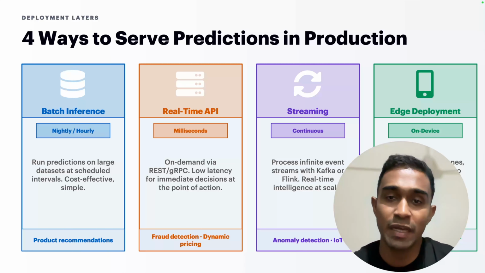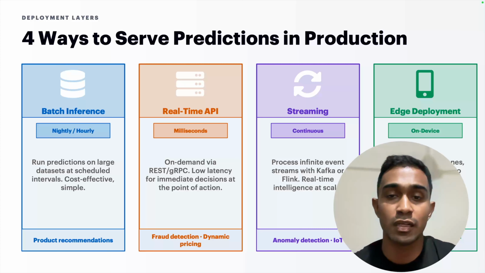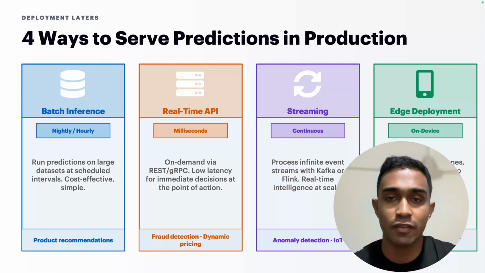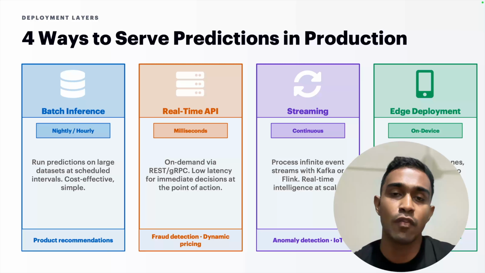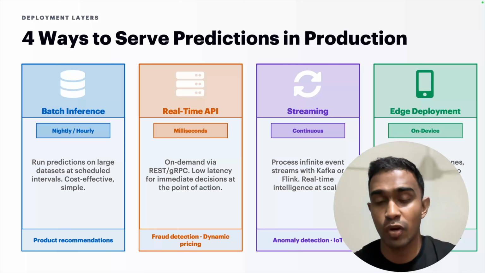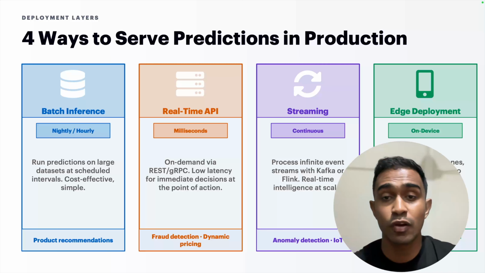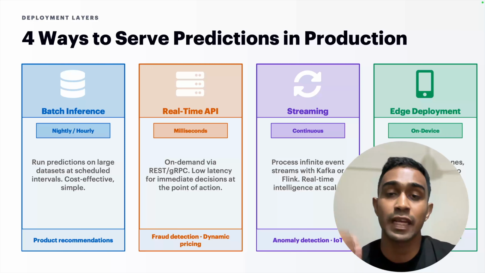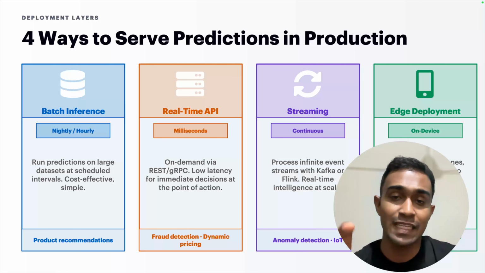So the first is batch inference. This is the simplest approach. You run predictions on a large chunk of data at a scheduled time, maybe once a night or once an hour. It is a good fit when you don't need instant results. For example, an e-commerce company might run its recommendation model overnight, generate a list of suggested products for every user, and cache those results so they are ready to display the next morning. Batch is efficient, cost friendly, and easy to manage.